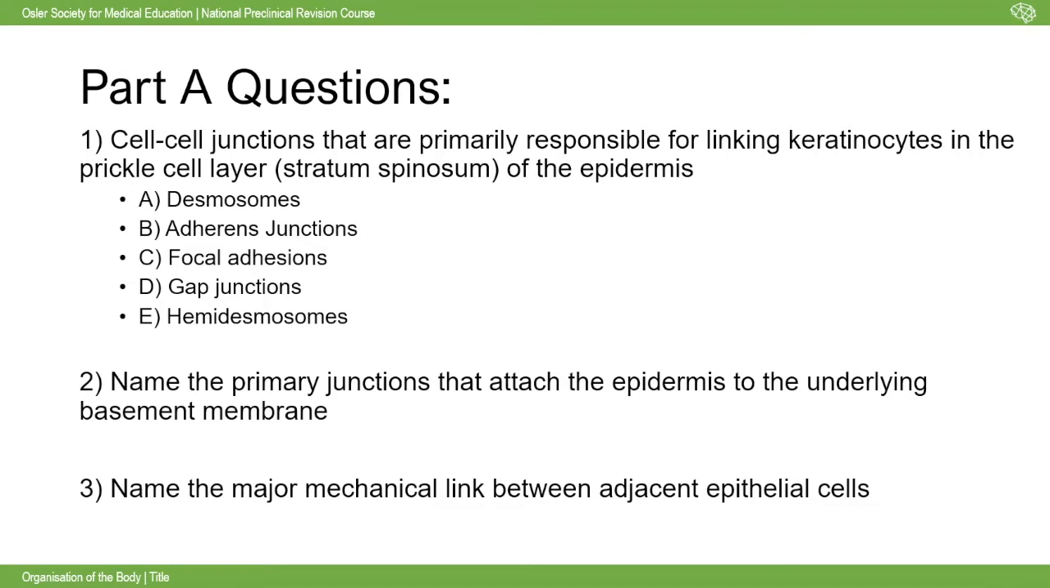Now looking at naming the primary junctions that attach the epidermis to the underlying basement membrane. So this is going to be our hemidesmosomes because we're connecting a cell to a basement membrane. Now again, name the major mechanical link between adjacent epithelial cells. So you could go with adherens junctions or desmosomes because they both link adjacent cells, but the keyword here is major. So you want to make sure that you're going for the desmosomes as these are the primary junctions.